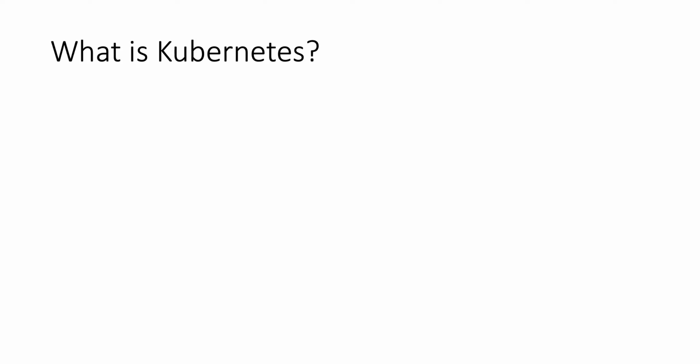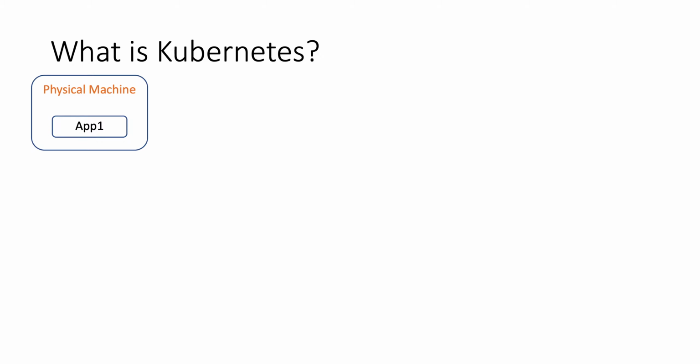Hello, in this video we're going to talk about what is Kubernetes and what are its uses. So let's say we have an application, app 1, and to run this application we need it to be deployed on a machine. So we deploy it on a physical machine. In this scenario, if the application misbehaves, it can make the machine unstable and eventually take down the machine.